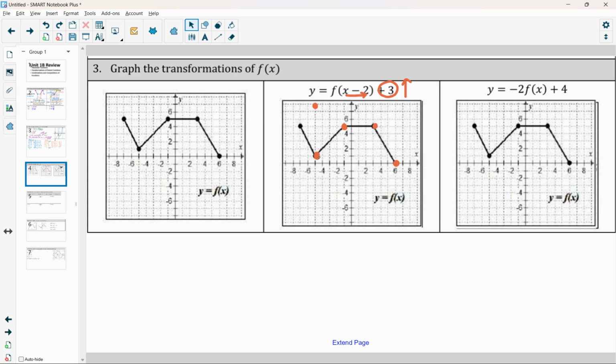Now mine is going to do this all at once. Oh, no, it's not. Okay, good. So over 2, up 1, 2, 3. Over 2, up 1, 2, 3. Over 2, up 1, 2, 3. And then over 2, up 1, 2, 3. And then you can just connect those.